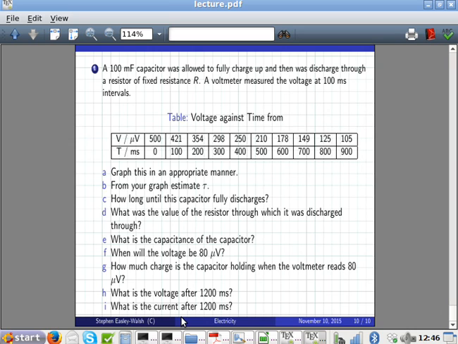Next is, what is the value of the resistor? So what formula can I use? I can use this formula. The resistance equals time constant divided by capacitance, which equals 57.8 divided by 200 microfarad. That's 200 times 10 to the minus 3.